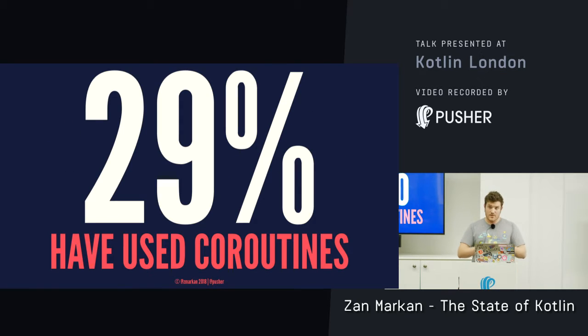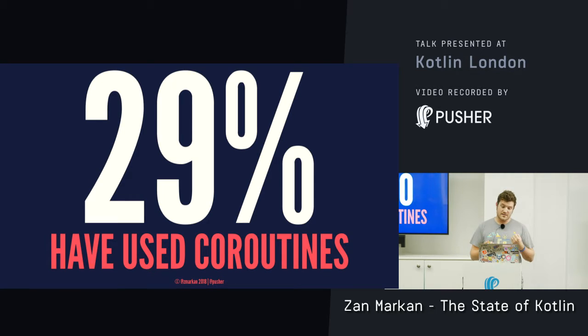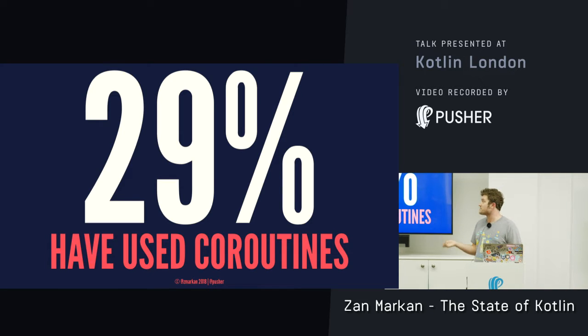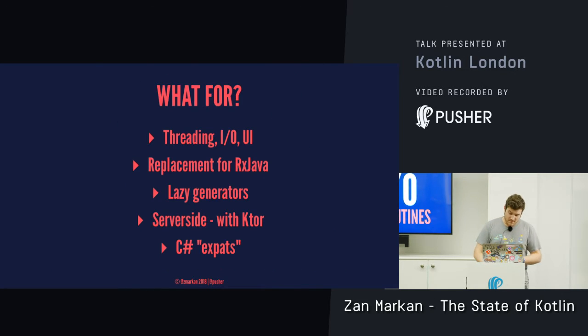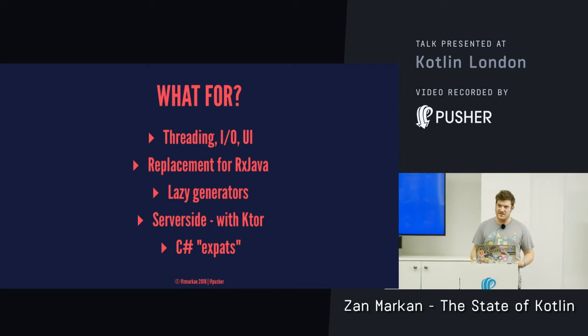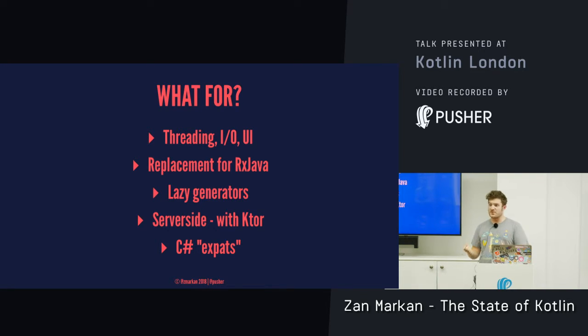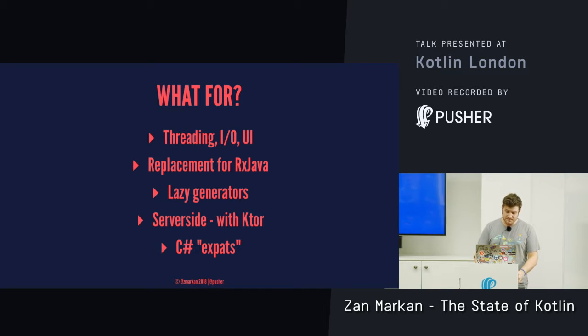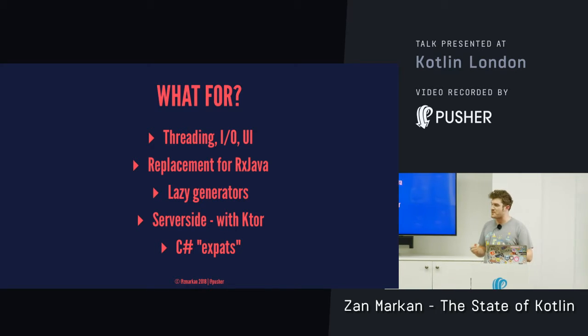On the other side, you have coroutines introduced more recently, and only 29% of people have used them. Mostly for threading and any I/O, UI-based operations, and also as a replacement for RxJava. RxJava is the reactive extensions for Java. It's the library that brings us observables and the reactive paradigm. But most people on Android mostly use it for simplified threading and scheduling things on different threads.